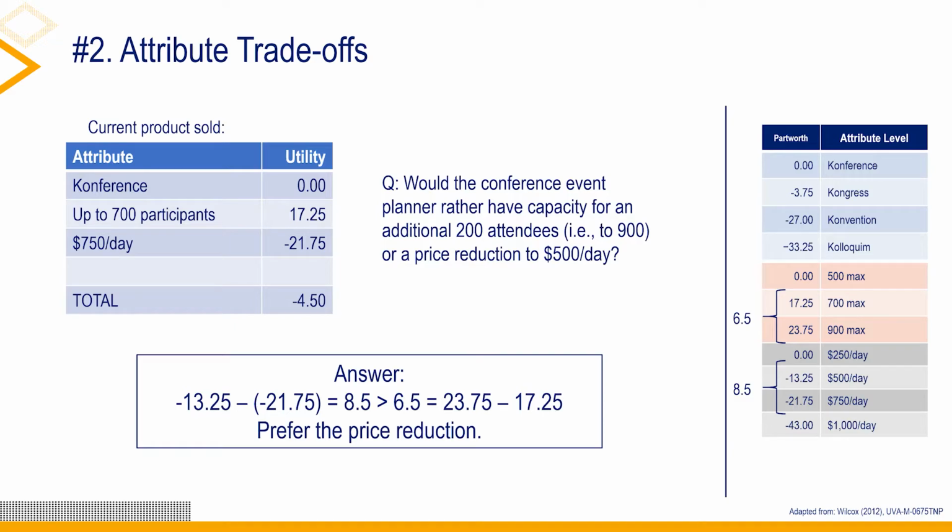Considering the product shown, should the manager pursue an additional 200 in capacity to get to a maximum capacity of 900 attendees, or a price reduction from $750 to $500 per room per day? The price decrease is worth a utility increase of 8.5, whereas the capacity increase adds 6.5 to utility. Since 8.5 is larger than 6.5, the respondent prefers the price cut.